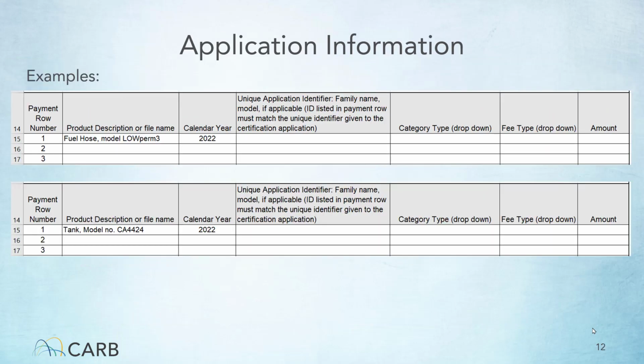On this slide are a couple of examples for filling out the product description and calendar year columns. The first example shows that there will be an invoice payment for a fuel hose with the model name Low Perm 3 for calendar year 2022. The second invoice example lists a tank with model number CA4424.